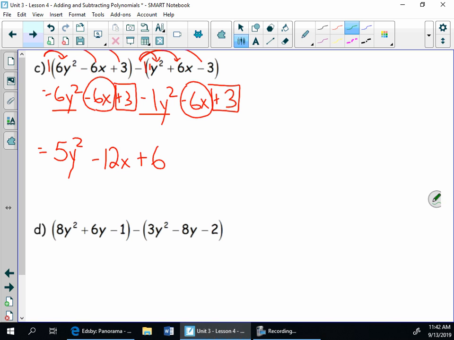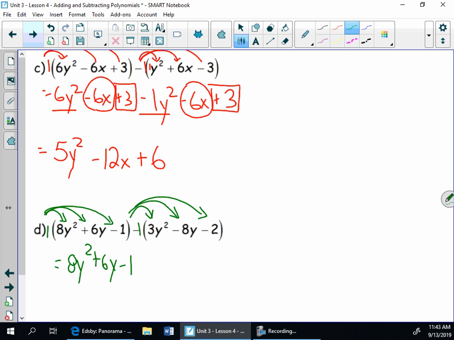Okay, last one. Put the number in front. Get rid of my brackets. We like positive ones. It doesn't actually do anything. But the other one, the negative one, absolutely does. It changes every single sign. All my positives became negative and all my negatives became positive.